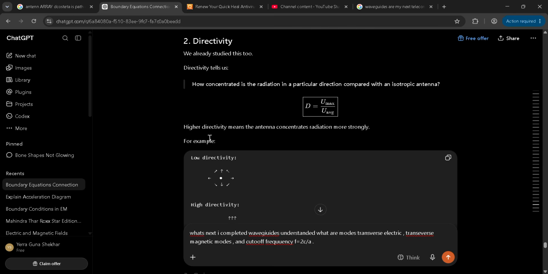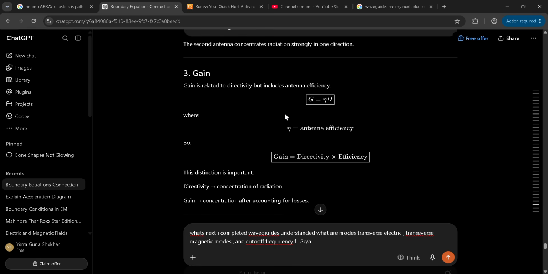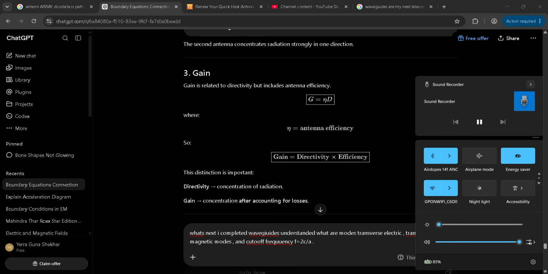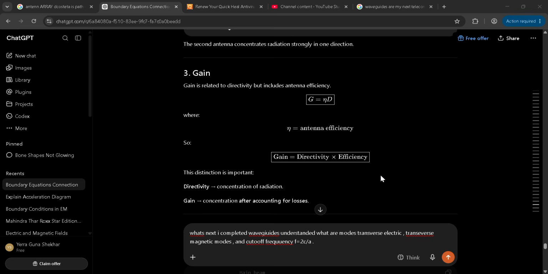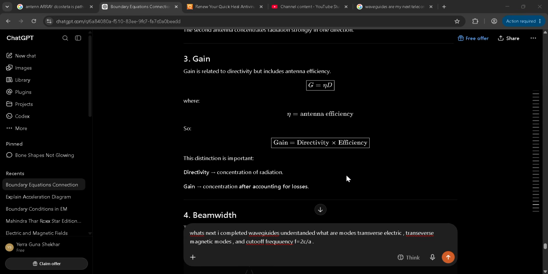Gain. Gain is related to directivity but includes antenna efficiency. We discussed earlier what gain is. Gain equals eta times D, where eta equals antenna efficiency. So gain equals directivity times efficiency. This distinction is important. Directivity means concentration of radiation. Gain is concentration after accounting for losses.